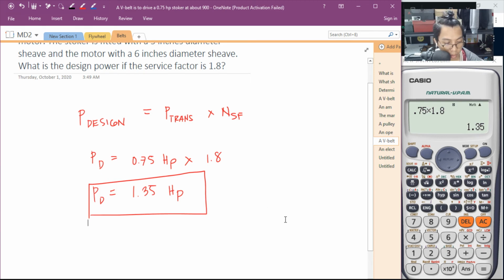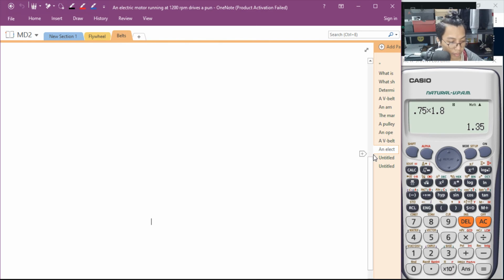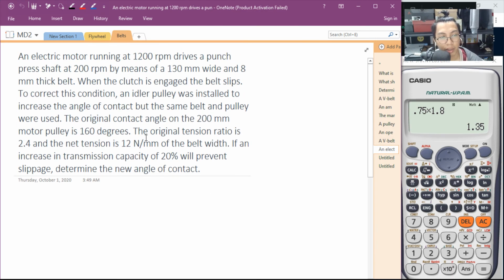How about problem number 10? An electric motor running at 1,200 RPM drives a punch press shaft at 200 RPM by means of a 130 millimeter wide and 8 millimeter thick belt. When the clutch is engaged, the belt slips. To correct these conditions, an idler pulley was installed to increase the angle of contact, but the same belt and pulley were used. The original contact angle on the 200 millimeter motor pulley is 160 degrees. The original tension ratio is 2.4 and the net tension is 12 Newton per millimeter of the belt width. An increase in transmission capacity of 20% will prevent the slippage. Determine the new angle of contact.